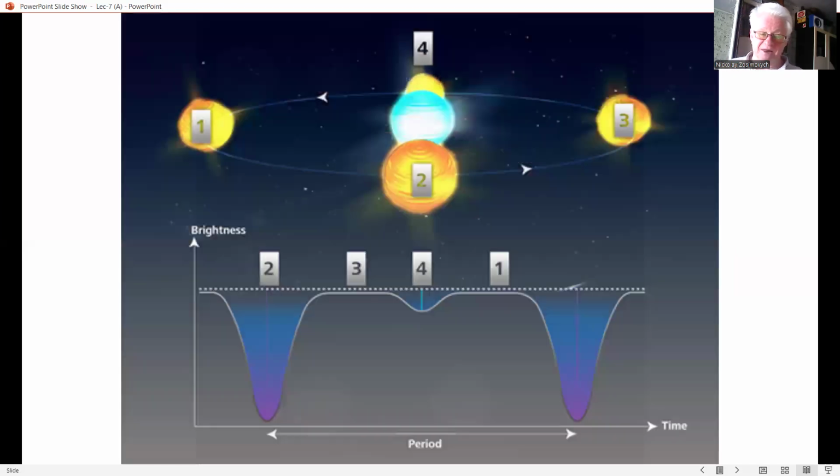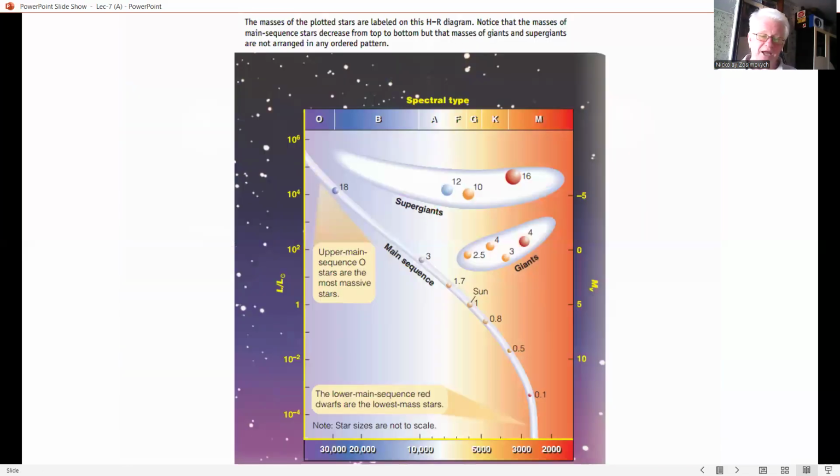In an eclipsing binary system, the orbits are edge-on, and the stars cross in front of each other. The resulting brightness changes in the light curve can reveal the diameters of the stars as well as their masses. A survey of the neighborhood of the sun shows that lower main sequence stars are the most common, but they are faint and hard to find.